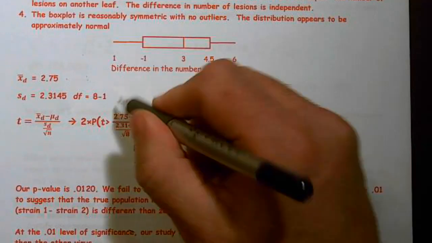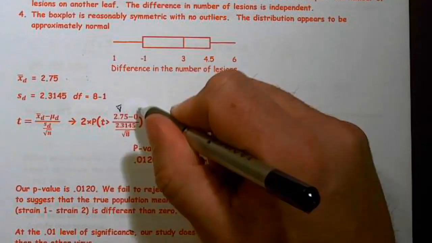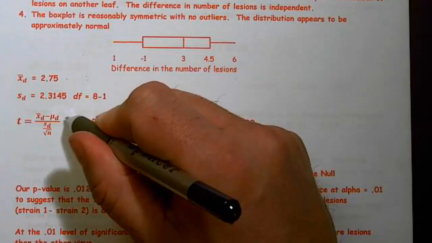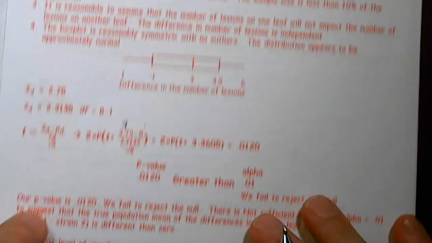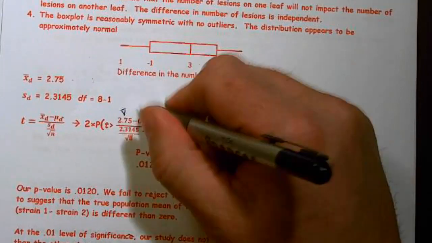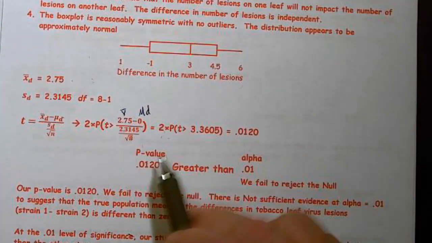All right, and this is what bothered people. It's like, okay, what's the mean? What is my mu D? Mu D we said was 0. That's what our assumption is. Our assumption is that there's no difference. So this is our mu D equal to 0.